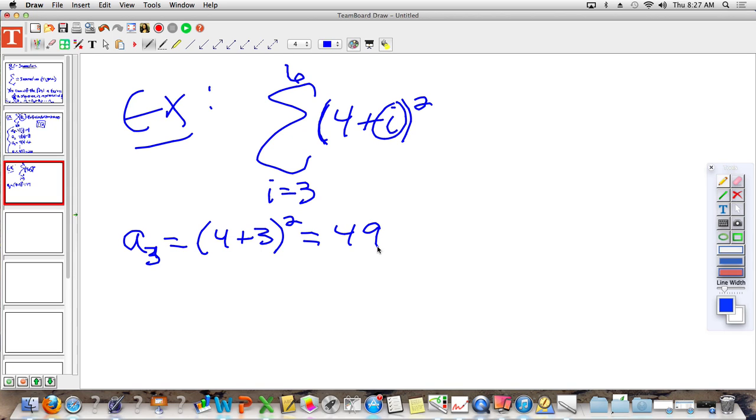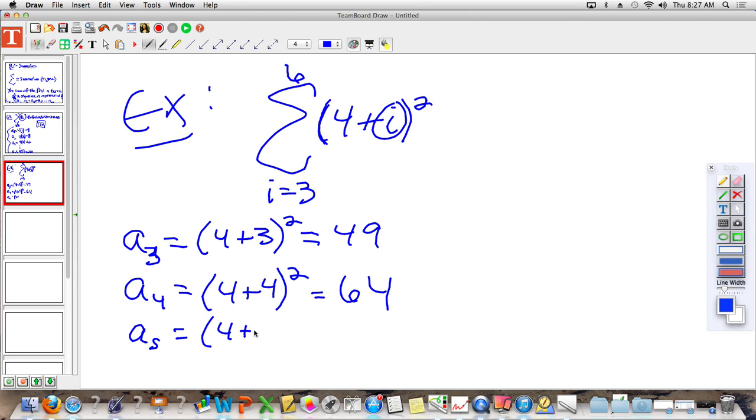Now this one might be a little bit harder to figure out a pattern to, so you may have to calculate each one individually. What is the 4th term? It's going to be 4 plus 4 squared. What is 4 plus 4 squared? It's going to be 64. All right, the 5th term. The 5th term is going to be 4 plus 5 squared. What is that? 81.